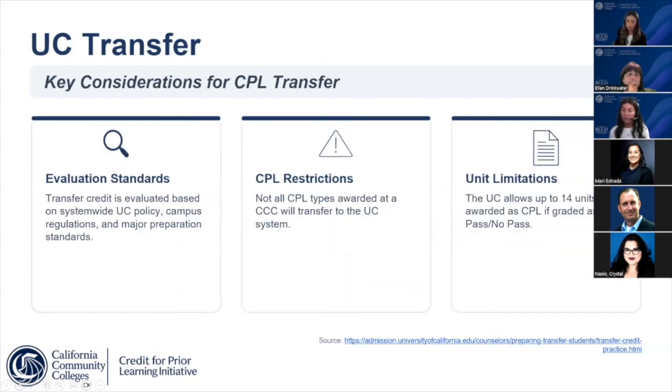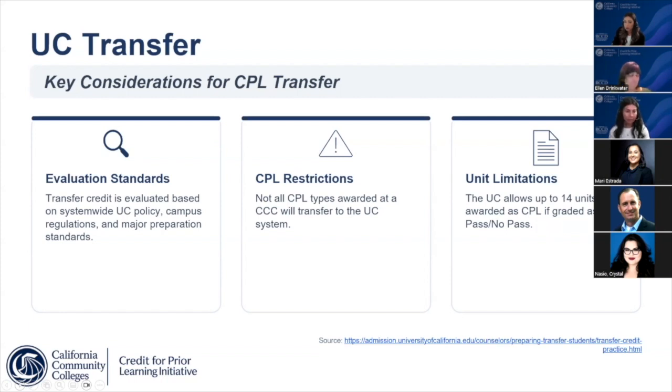UC has very different policies from the CSU. They're more strict on the types of CPL that they'll accept. This transfer credit is evaluated both system-wide and by the campus, as well as major preparations, so you may have different policies for each one in terms of what can be accepted. And not all CPL types awarded at the California Community College are going to be transferable to the UC. And as I had stated before, it's really important to remember that only 14 units will be accepted as pass, no pass.